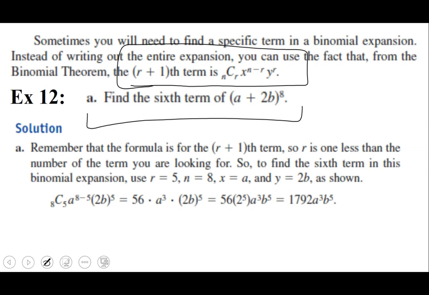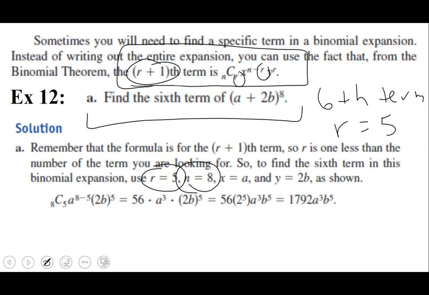So a couple of things that we want to note here. The fact that we are trying to find the 6th term, again, because you're always one off, if you're trying to find the 6th term, you're going to say that r is 1 less, which is why r equals 5. Again, that's because you're starting at the 0th row and the 0th term. Then the exponent is 8. The first slot has an a in it. The second slot has a 2b in it.